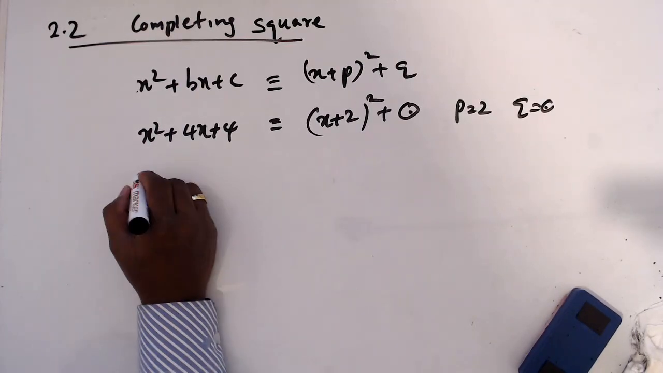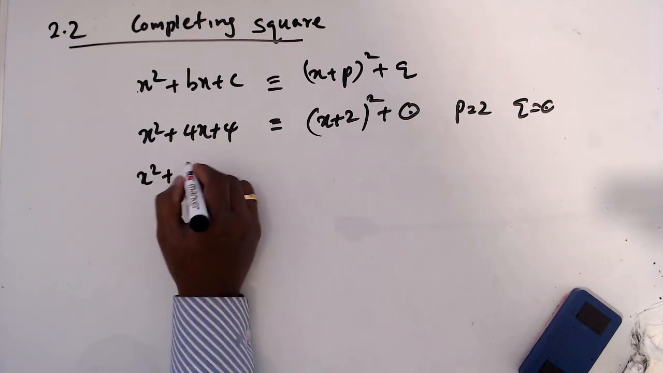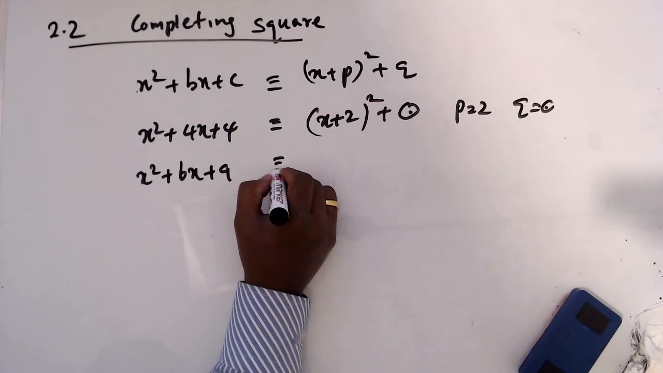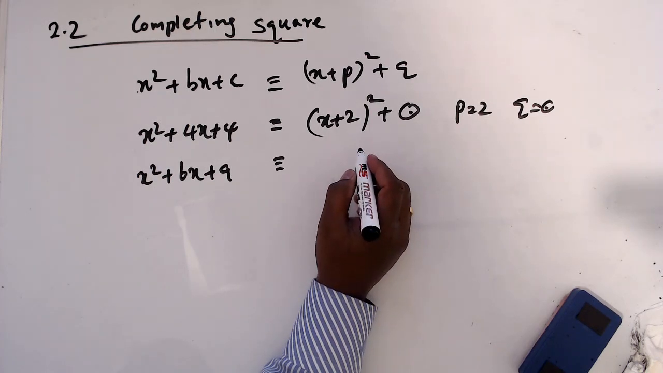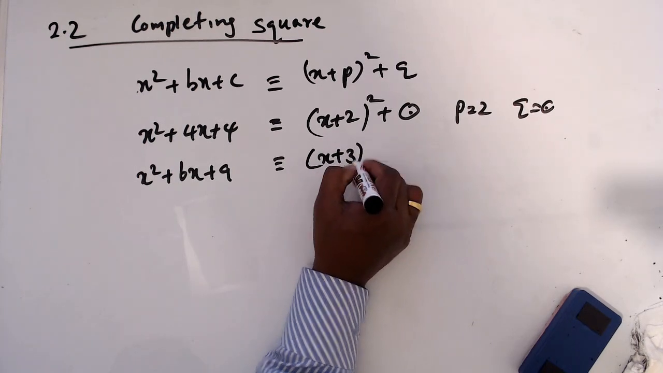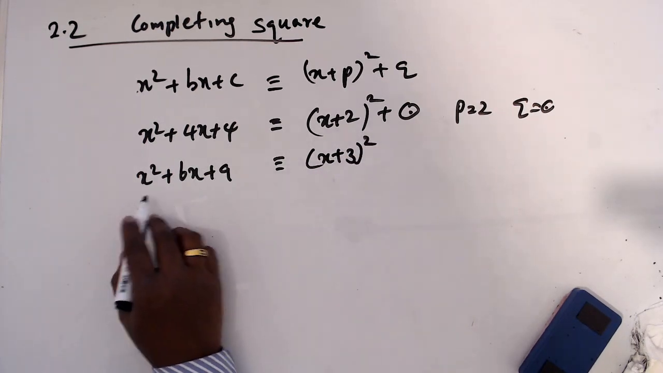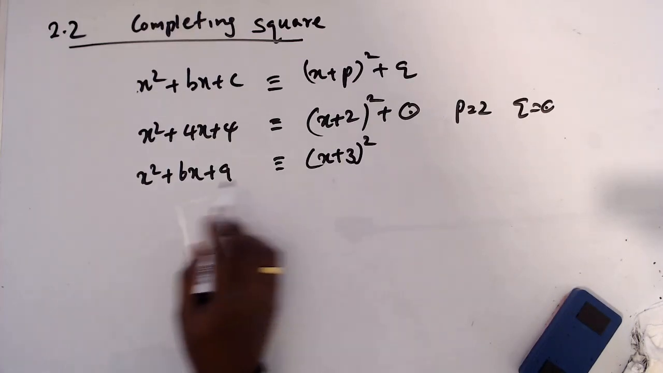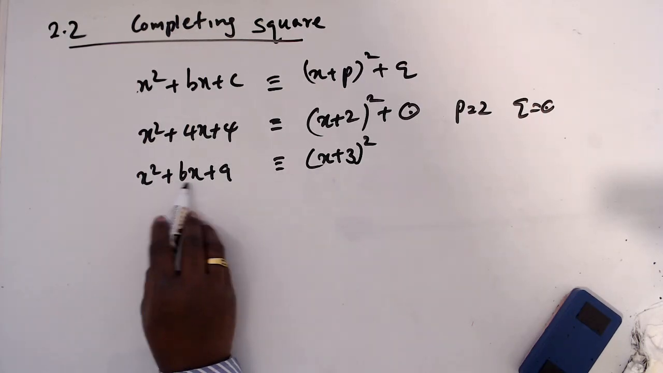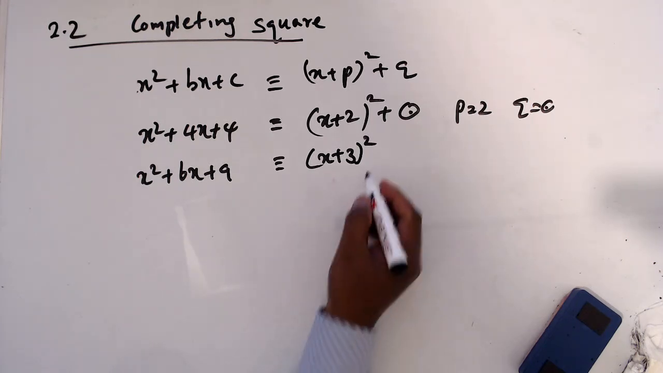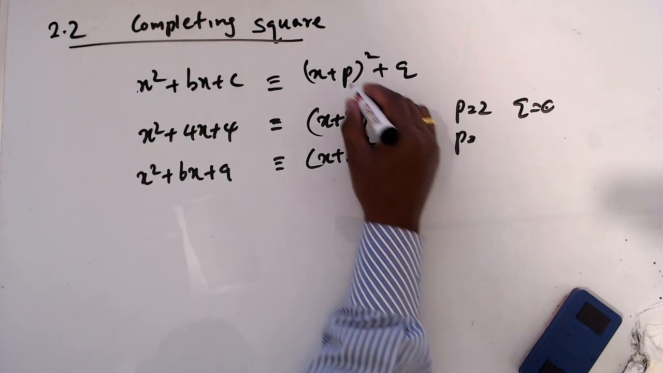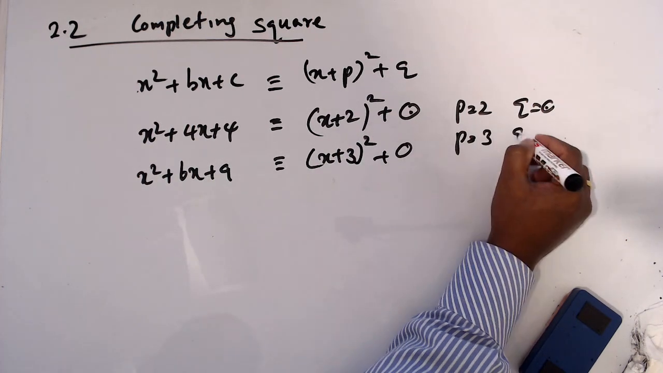How about this one? x squared plus 6x plus 9. So you can simply write this as (x plus 3) squared. When you expand x plus 3 here, you get x squared, 2 times 3 times x, 6x, plus 9. So (x plus 3) squared plus 0. p equals 3 in this case, q equals 0.